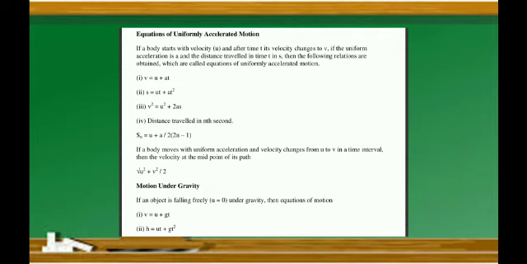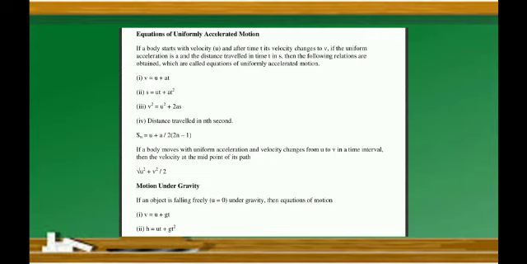second, s is equal to ut plus half at square, then third, v square is equal to u square plus 2as. Fourth one, distance traveled in nth second, Sn is equal to u plus a by 2 into 2n minus 1. If a body moves with uniform acceleration and velocity changes from u to v in a time interval, then velocity at the midpoint of its path is root of u square plus v square by 2.